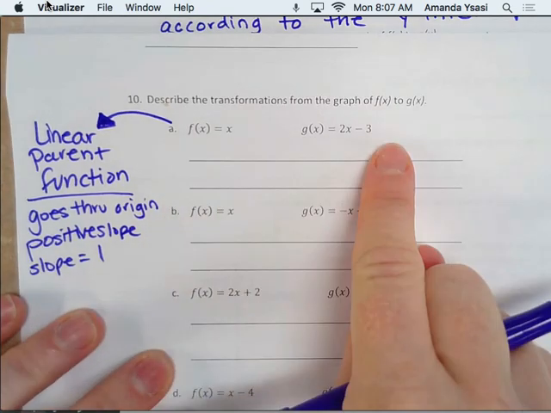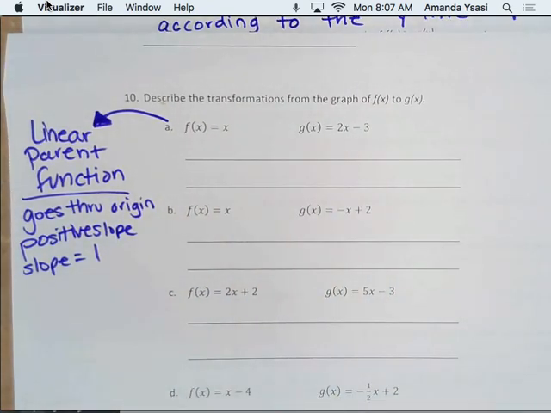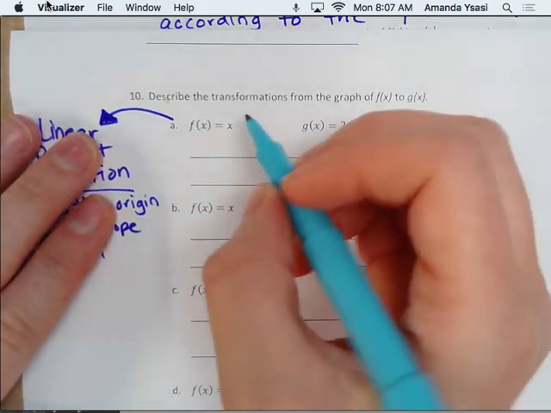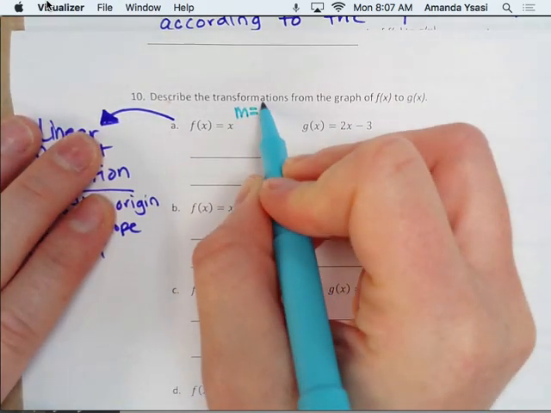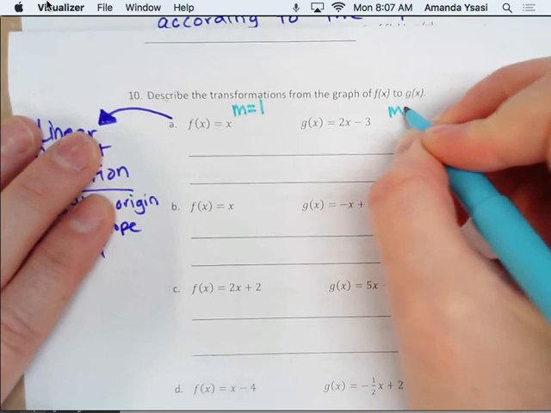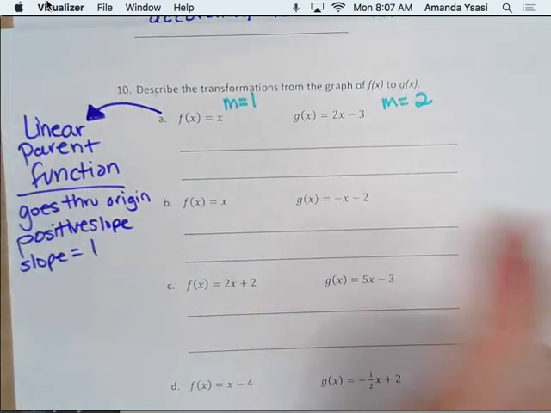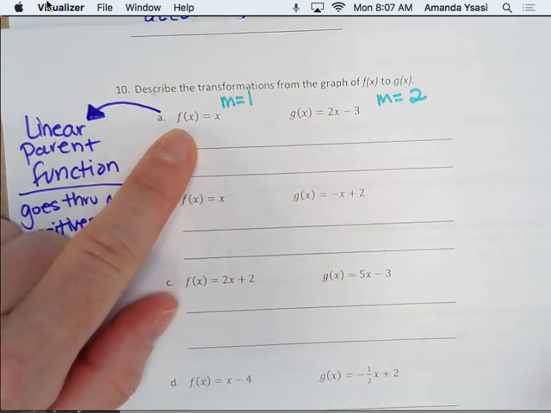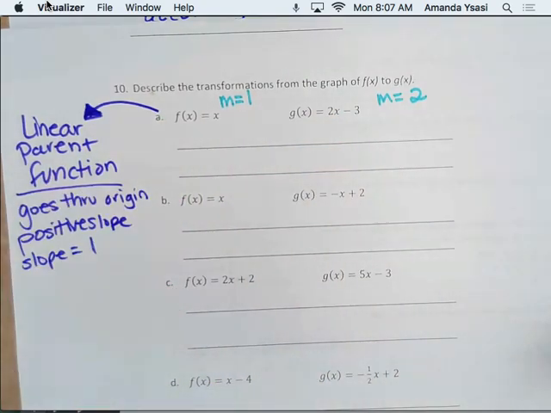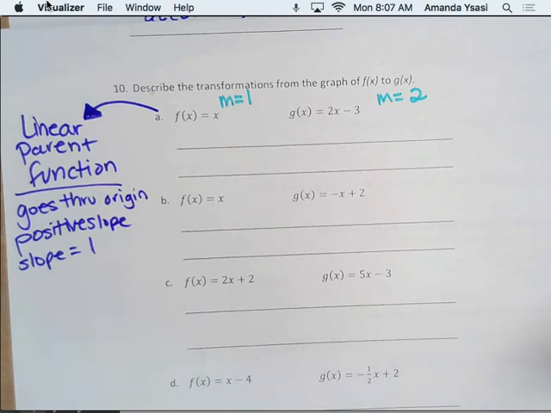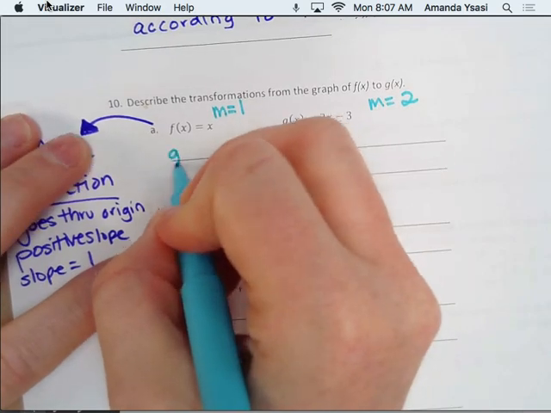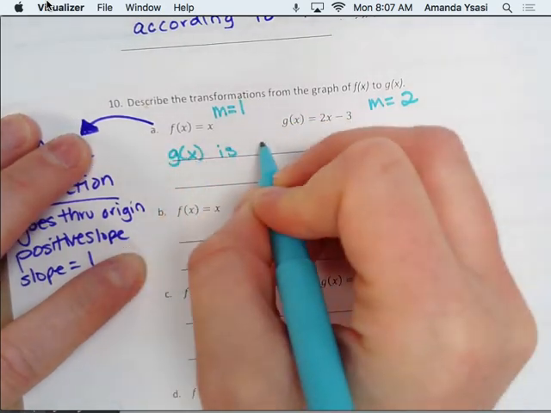So from this to this one, let's see what was changed about it. Let's look at the slope first. Slope here is 1, and the slope here is 2. So to go from this one to this one, what is going to be the change in the graph? How is it going to look different from this one? Oh, it's going to be steeper. Steeper, okay. So g of x is steeper.